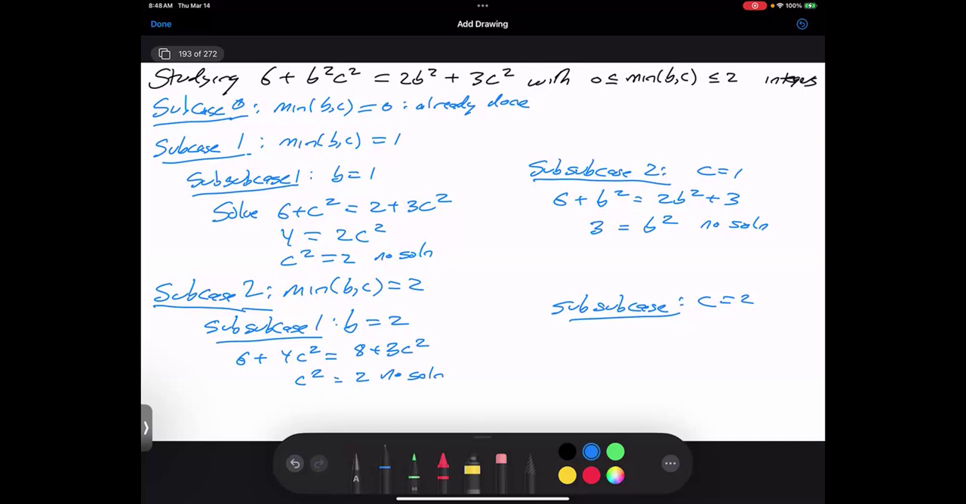And if I look at the other one, C equals 2 would give 6 plus 4B squared equals 2B squared plus 12. So I would get 2B squared equals 6. I would get B squared equals 3, no solution. And now that we've handled all of those, we're done, because we know that once the minimum is at least 3, the left-hand side is larger than the right-hand side. There's no solution. So we've just shown we can't write the square root of 6 like this. Unfortunately, that's only for integers.